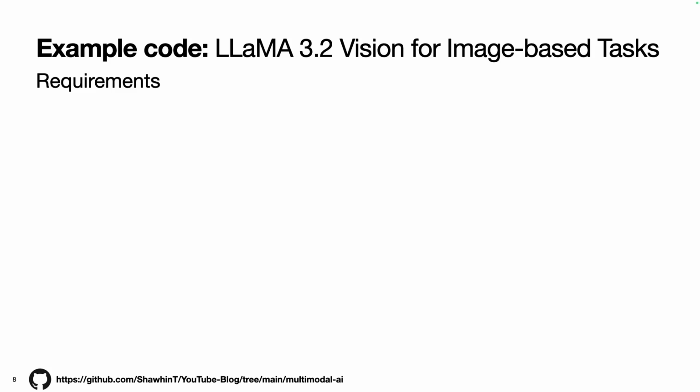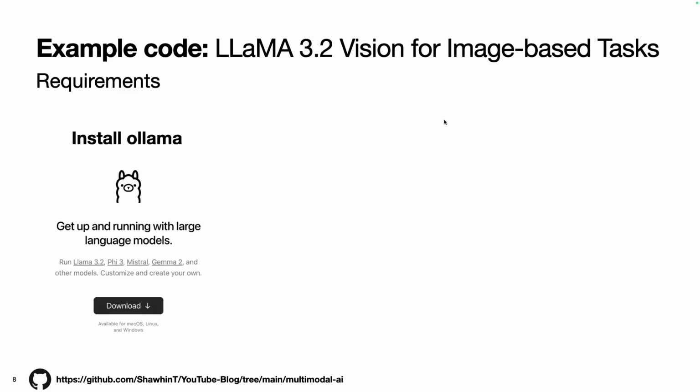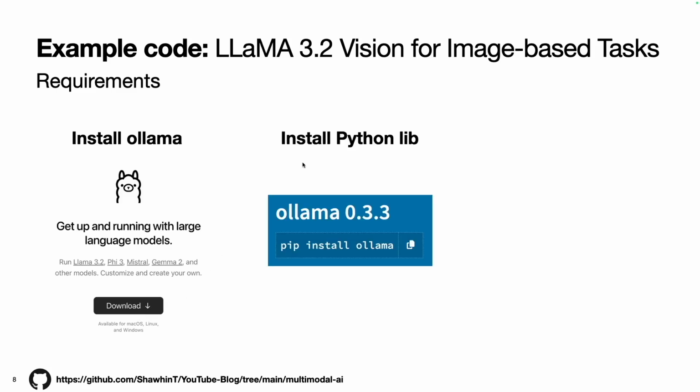So in this example, I'm going to use LLaMA 3.2 Vision to perform a variety of image-based tasks. In order to run this example, I'm going to use Ollama, which allows you to run these models locally on your machine, so you don't need to make any API calls. To get Ollama installed, you'll need to go to their website, ollama.com, and download it for your operating system. Another requirement is to install their Python library, so it's a simple pip install ollama.